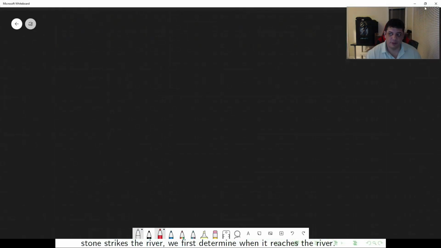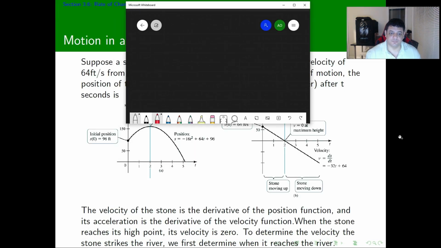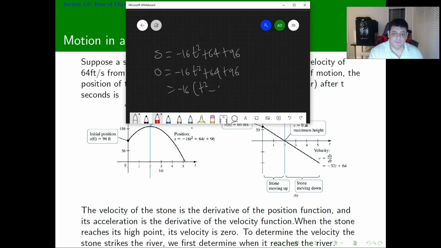So let's go ahead and check when that will happen. So f is minus 16 t squared plus 64 t plus 96. We're trying to find out when this becomes 0, reflecting this point. And notice that I can factor this minus 16 from here, and I'm going to get t squared minus 4t.